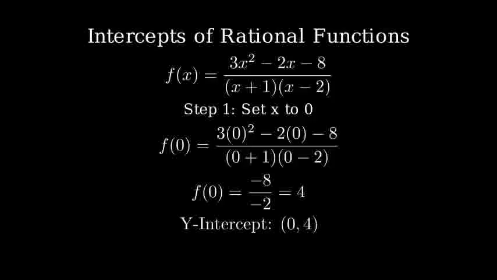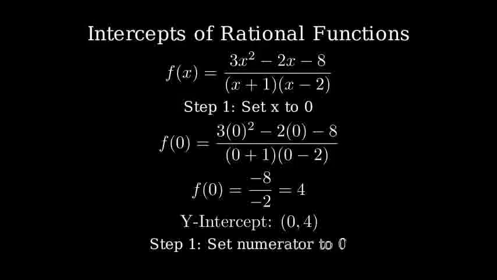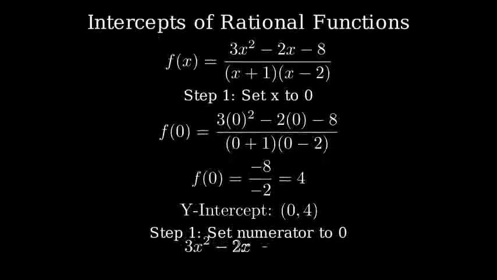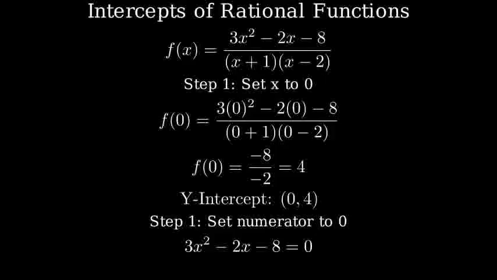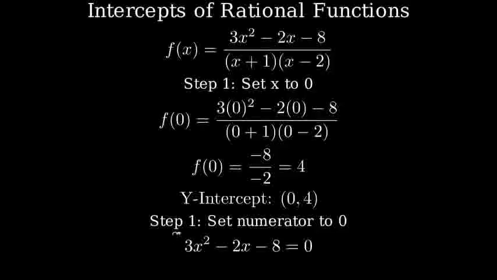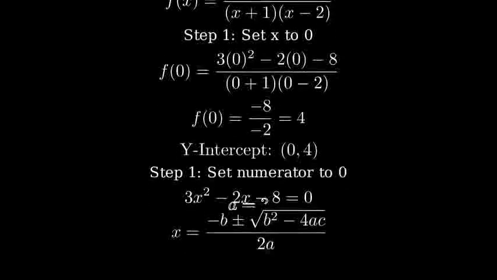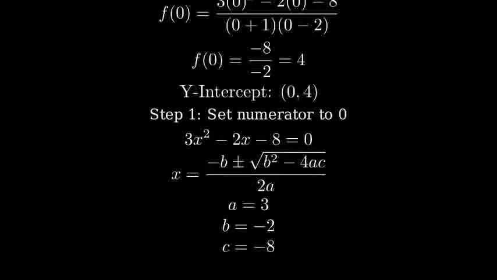Now let's move on to the x-intercepts, where the graph meets the x-axis. The x-intercepts can be found by setting the numerator equal to 0 and solving for x. In this function, we'll set 3x² − 2x − 8 equal to 0. We will solve for x using the quadratic formula. The formula is x equals negative b plus or minus the square root of b² − 4ac, all over 2a. In our case, a equals 3, b equals negative 2, and c equals negative 8.